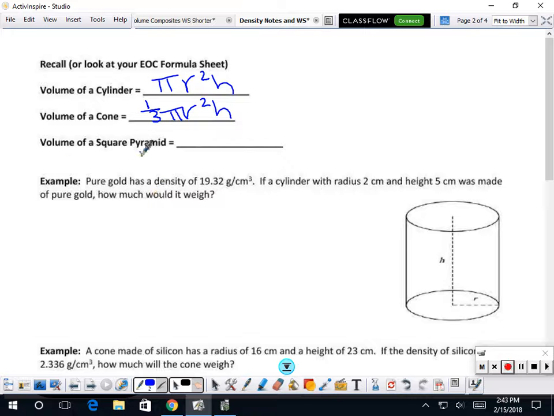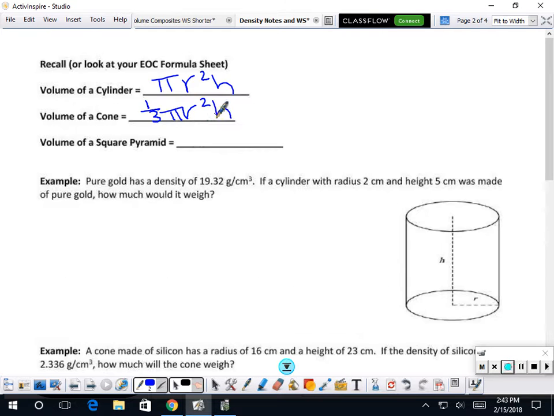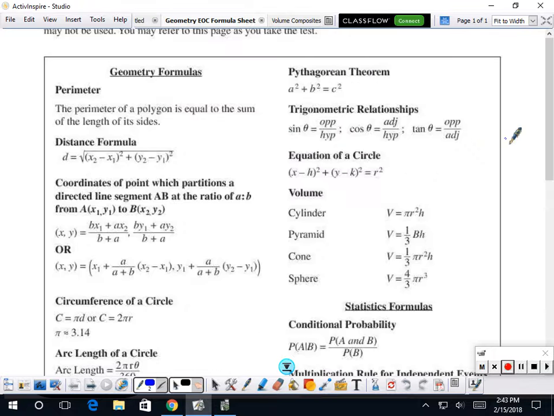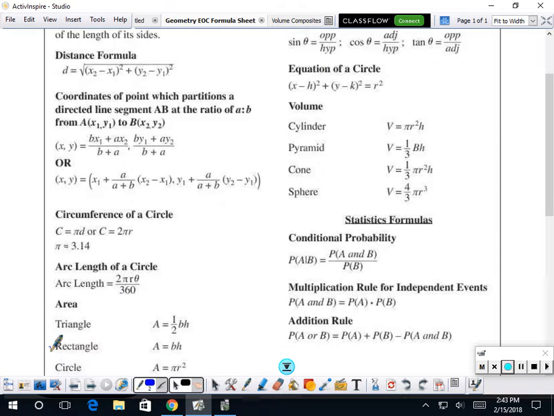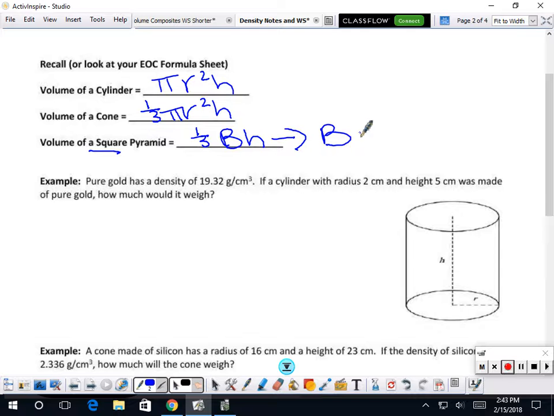Okay, volume of a square pyramid. First, on the formula sheet, we just have a pyramid is 1/3 big B times h. On this part, because it is a square pyramid, for big B, the base area, I would use the formula for area of a rectangle, which is base times height, or side times side of the square, so all sides would be the same.